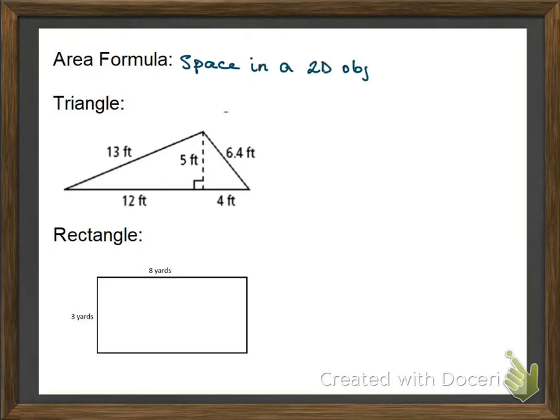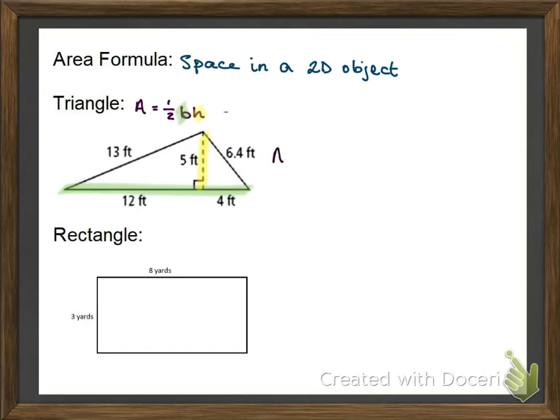In this video, we are going to talk about area and perimeter. So area is the space in a 2D object. Looking at our triangle, our area formula is area equals 1/2 base times height. So you have the whole base of the bottom times the height. The height is from the top vertex down to that base that you have highlighted.